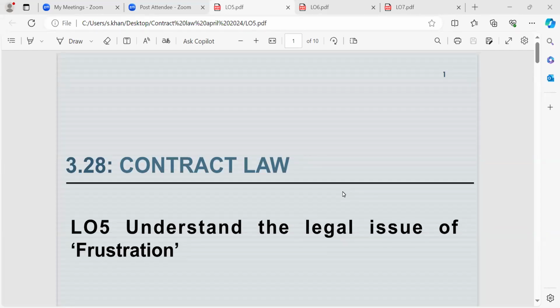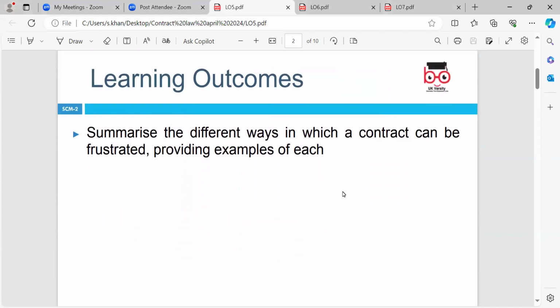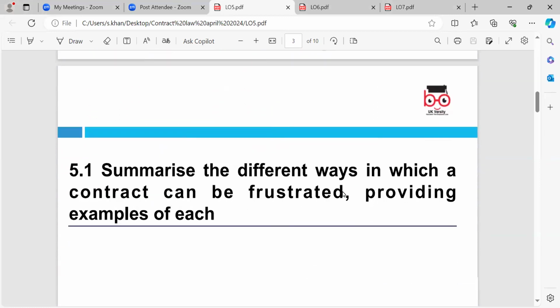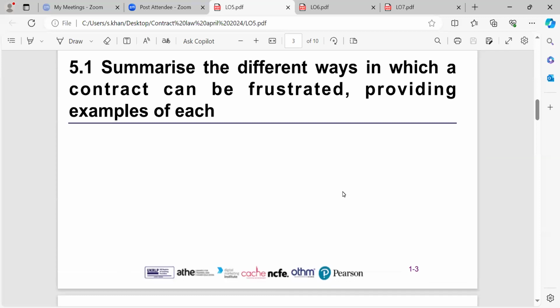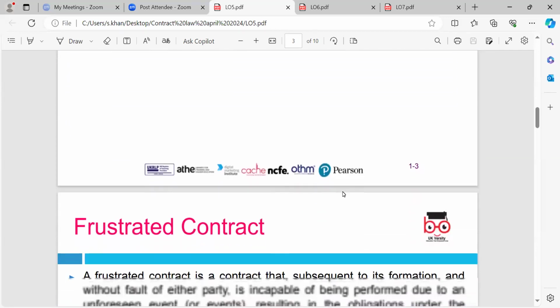Now we're looking at learning outcome 5, and we'll be looking at 6 and 7 as well together. In learning outcome 5, we look at understanding the legal issue of frustration. The learning outcome here was to summarise the different ways in which a contract can be frustrated, providing examples of each. So 5.1: summarise the different ways in which a contract can be frustrated, providing examples of each.